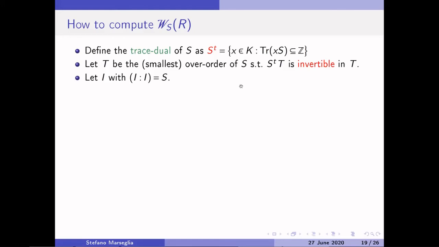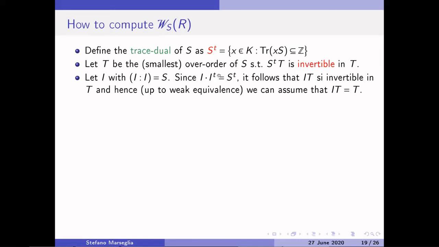Now let I be any ideal with multiplicator ring S. So anyone that will fall into this set of weak equivalence classes that we are interested in. And there is this magic relation that I times this trace dual is actually equal to the trace dual of the order that I defined above. And it follows then that I^t is also invertible in the overorder T, because if I multiply by I^t it is invertible, then also I is invertible, right? And this tells you that up to weak equivalence, we can assume that the extension of this ideal I is actually equal to the principal ideal generated by 1.